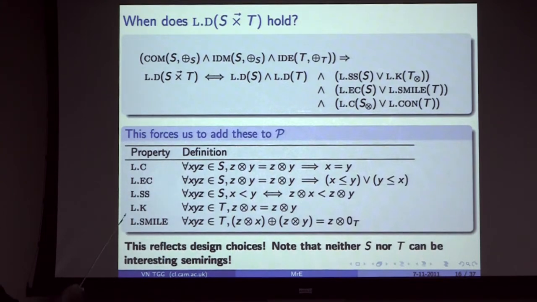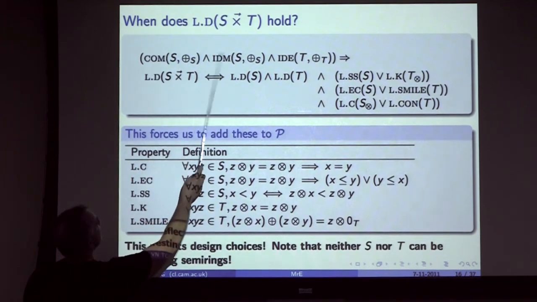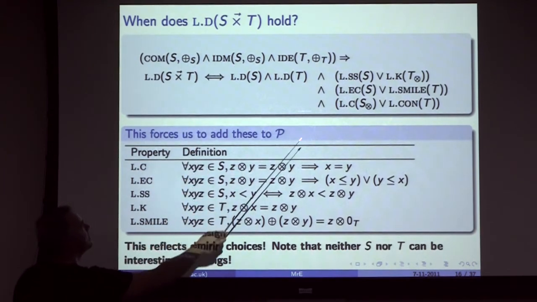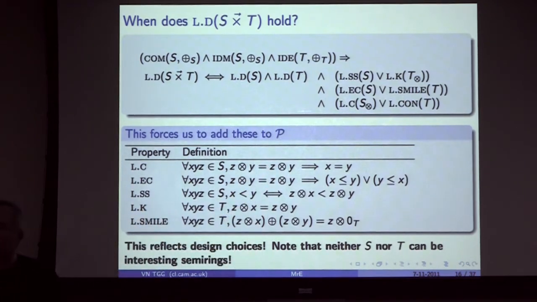But for the other ones, for example, LSS says that this strict inequality is preserved by multiplication. That may or may not be true, right? I'm assuming here that the order on S is a partial order because of these two things, the semilattice. But this one might not be commutative, so there may not be an order there.